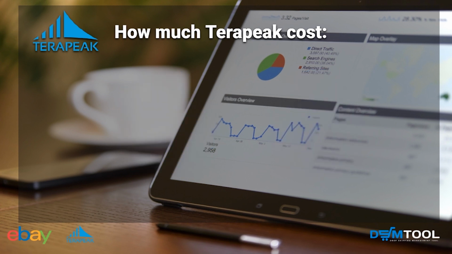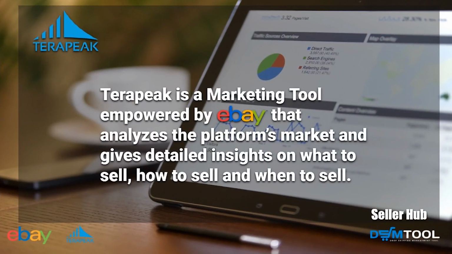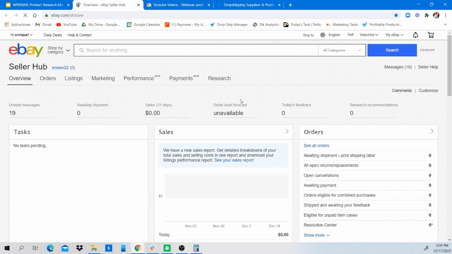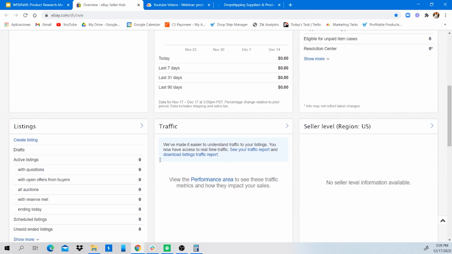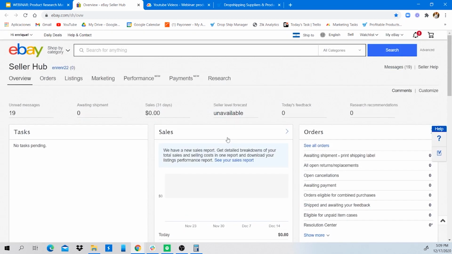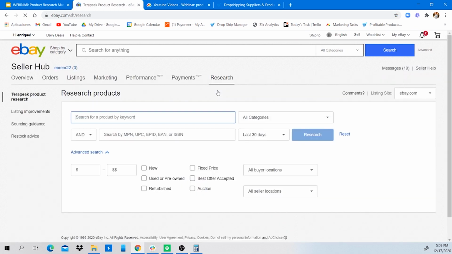The way you get access to it is by heading over to the Seller Hub right here. Just to give you a general idea, the Seller Hub is something that you have available once you set up your seller's account on eBay, where you can be on top of your orders, your sales, the listings you have, the traffic you're generating, and so on and so forth. On this tab called Research, you have a drop-down list, and you can head over here where it says Terapeak Product Research, and once you've done that, you'll be directed to this page, and this is where the magic begins.